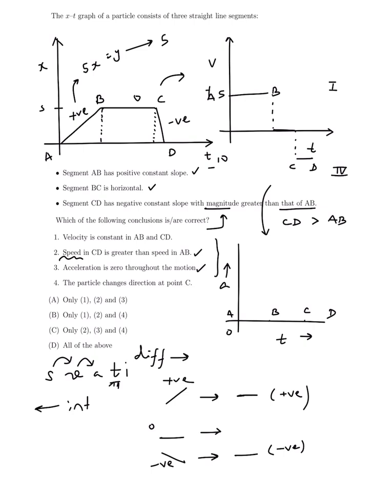Velocity is constant in AB and CD, correct. The particle changes direction at point C. Is this correct? Yes, it's true. Why? Because see this sign: it is positive and it's negative. At point C, what happens? It's a negative slope, which means that from 5 it went to 0, and from 0 it goes to minus 10. This is the turning point for the particle. So this is also correct. So all these four statements are correct and all of the above is right.